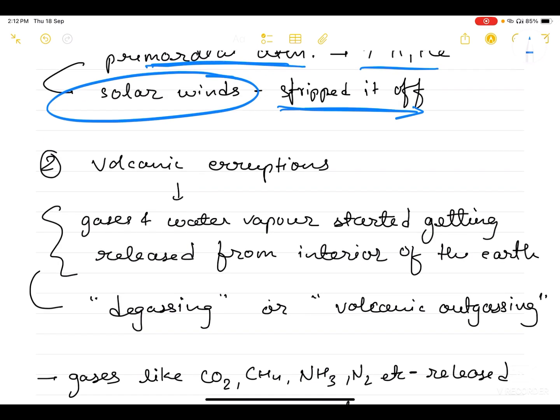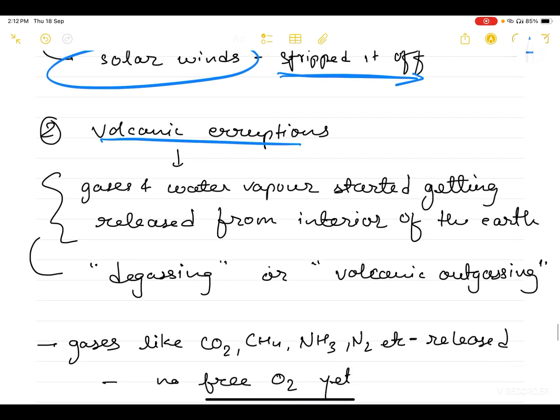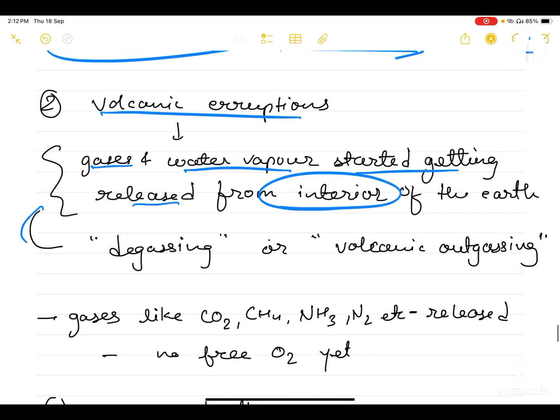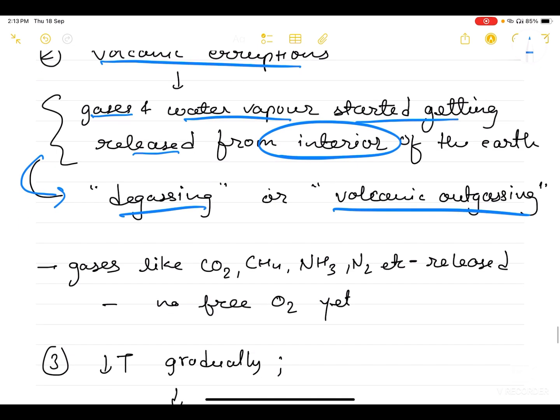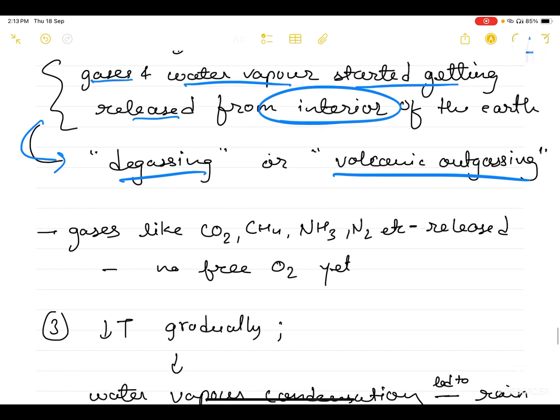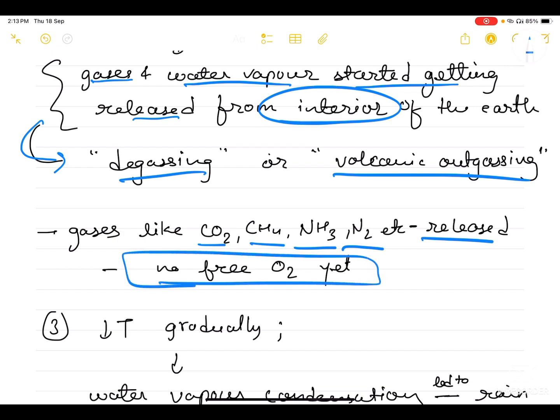In the second stage, volcanic eruptions started, and as they started, gases and water vapor started getting released from the interior of the Earth. This entire process was called degassing, also sometimes called volcanic outgassing. Therefore, gases like CO2, methane, ammonia, nitrogen, etc., started getting released. But remember, yet we had no free oxygen.